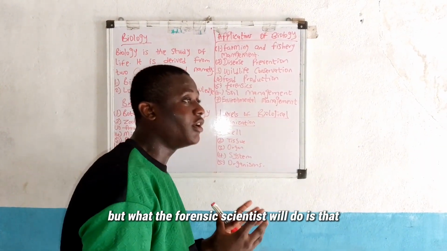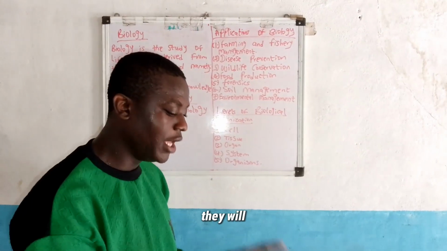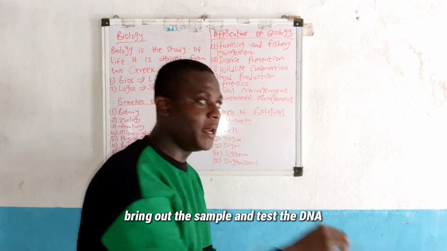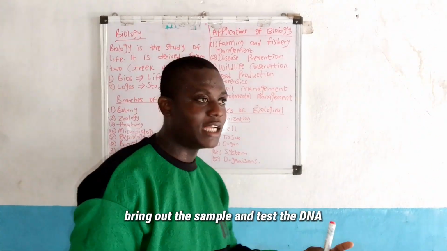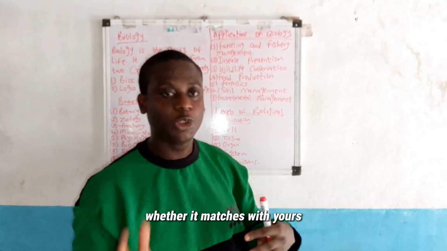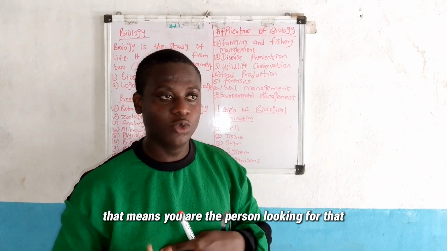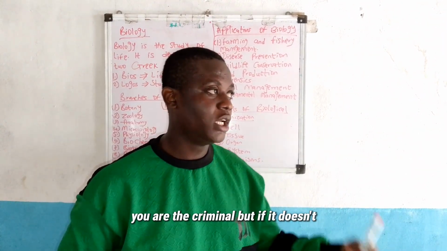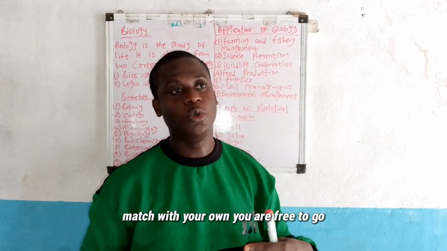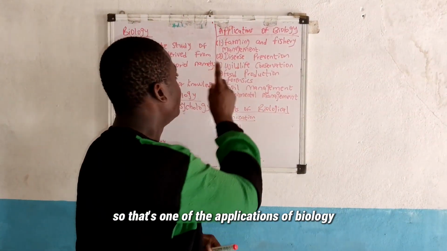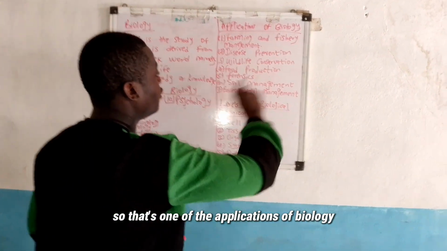But what the forensic scientists will do is that they will analyze the dead corpse, bring out the samples and test the DNA whether it matches with yours. If it matches with yours, that means you are the person they are looking for, you are the criminal. But if it doesn't match with your own, you are free to go, but it's not our portion. So that's one of the applications of biology.